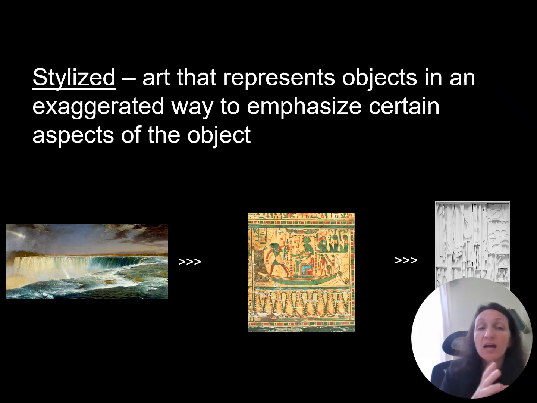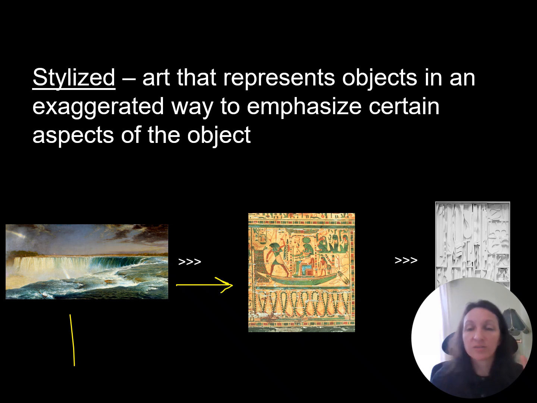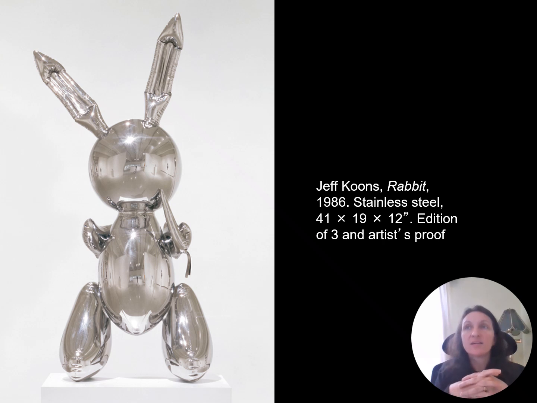All right, so stylized is this movement away from representational. So this is representational, and we're migrating towards stylized. You can think about this as a spectrum, with representational on this side, and then we're migrating towards abstract. Stylized can come in so many different forms because it's basically everything in the middle. So this is Jeff Koons' Rabbit.